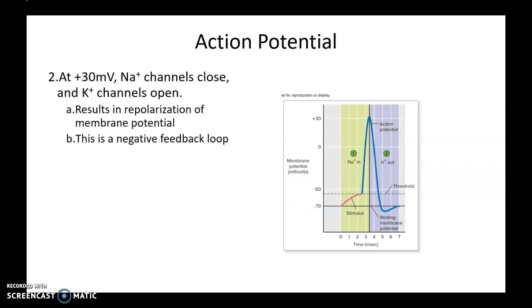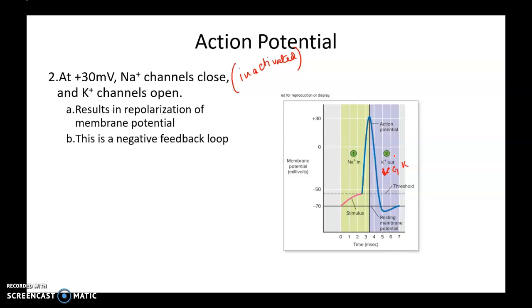All right. So what happens at +30? At +30, as we mentioned before, the sodium channels close. Well, it's not 100% correct to say they are closed. Know that they are inactive. They are inactivated. And the voltage gated potassium channels open. So voltage gated potassium channels open at this point.